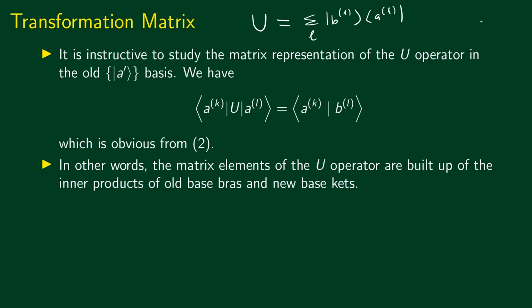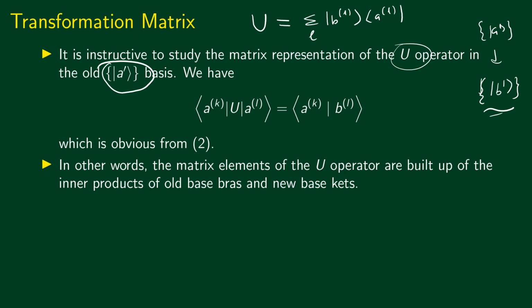It will take a ket from the old set, ket A prime, and take it to another ket in the new basis, the new set of base kets. So it takes a vector from here and changes it into a vector in this set. Now let's look at the matrix representation of the U operator. When we say the matrix representation of any operator, we have to say in which basis. So let's find the matrix representation of the U operator in the old basis, the set of kets A prime.